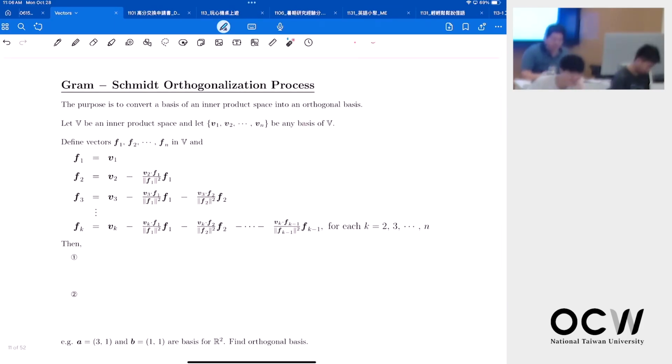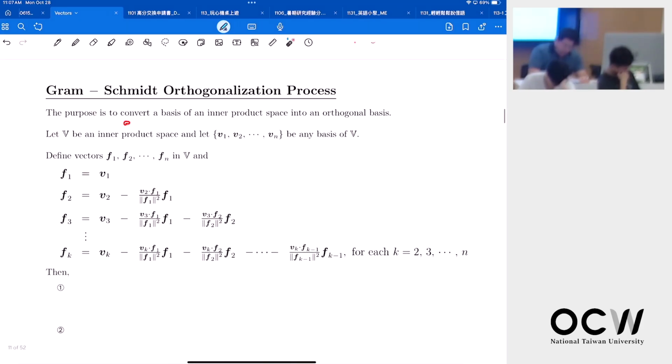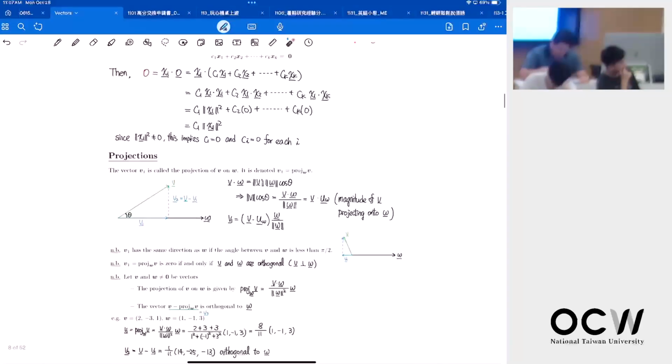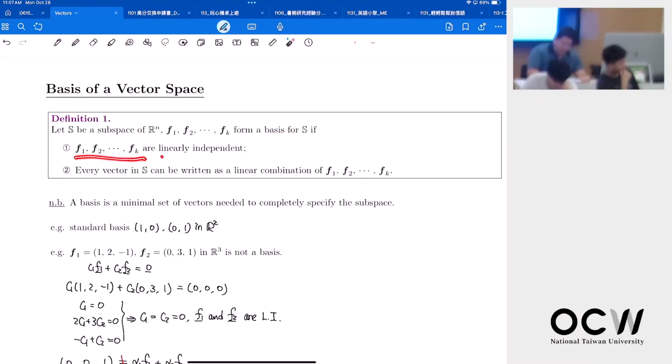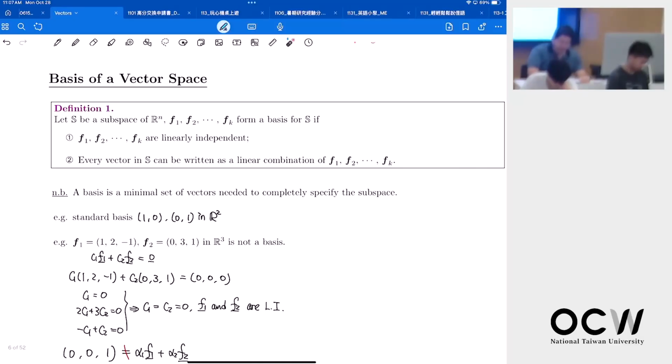The Gram-Schmidt orthogonalization process. So what is the Gram-Schmidt orthogonalization? That means I want to convert this basis to an orthogonal basis. So first, what is the basis? With the basis, they are just linearly independent. That's it. And every other vector can be expressed as a linear combination of the bases.